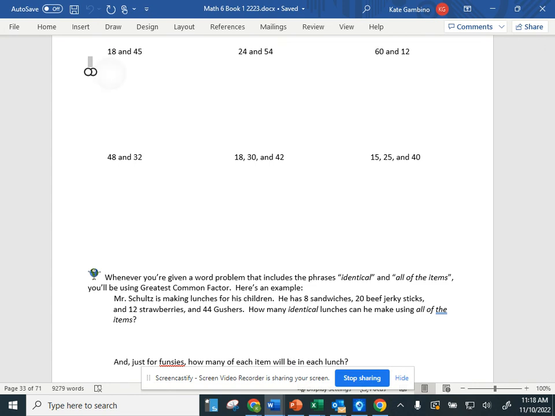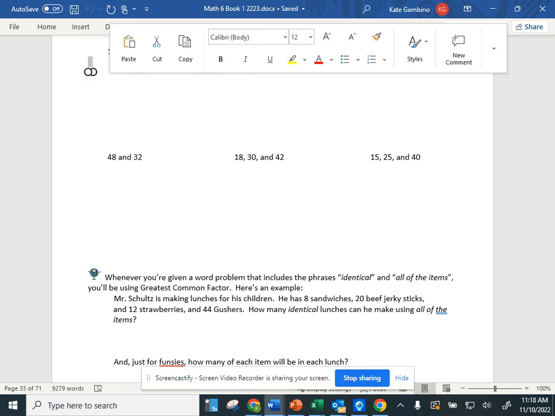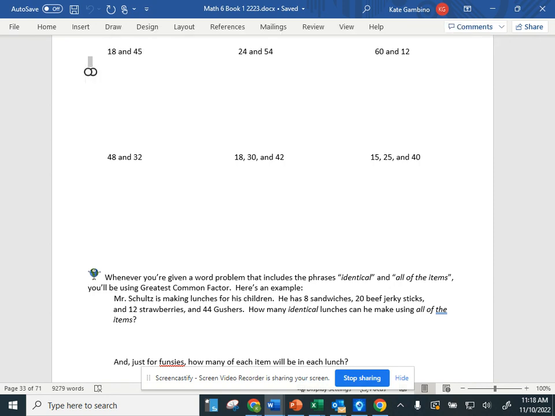So for 18 and 45, you can do prime factorization. For 24 and 54, you can do prime factorization. For 60 and 12, maybe you want to list them this time. So it doesn't have to be the same method for each one, but you only have to do one method per set of numbers. Jillian?